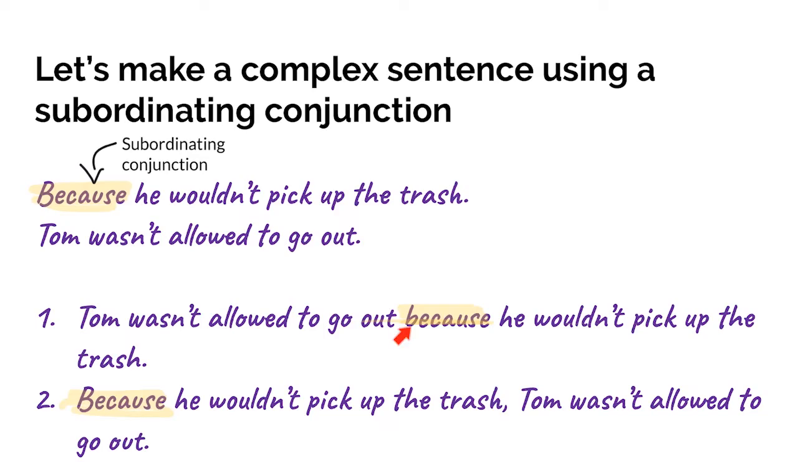In our first sentence, we have used the subordinating conjunction because to join the main clause and the subordinate clause. So the main clause and the subordinate clause are joined together or linked by the subordinating conjunction. In our second sentence, we started our sentence with the subordinating conjunction, which makes this the dependent clause. Therefore, we add the comma.